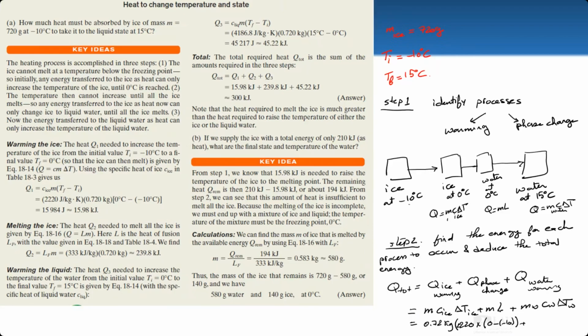Plus the latent heat for the phase change. We have melting here. So I will use the latent heat of fusion, which is 333 kilojoule per kilogram. So this is 333 times 10 power 3 plus C of water, 4186, times delta T of water, which is 15 minus 0. The final temperature of the water is 15. The initial temperature of the water is 0 due to the phase change. You calculate, you add all of these up, you get the final total energy needed. It's going to be 300,000 joules.